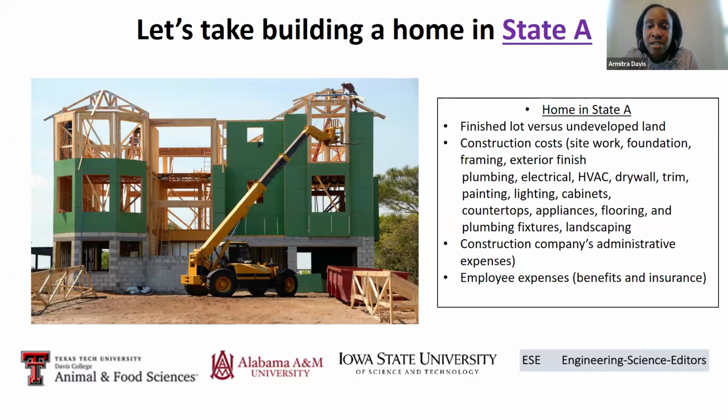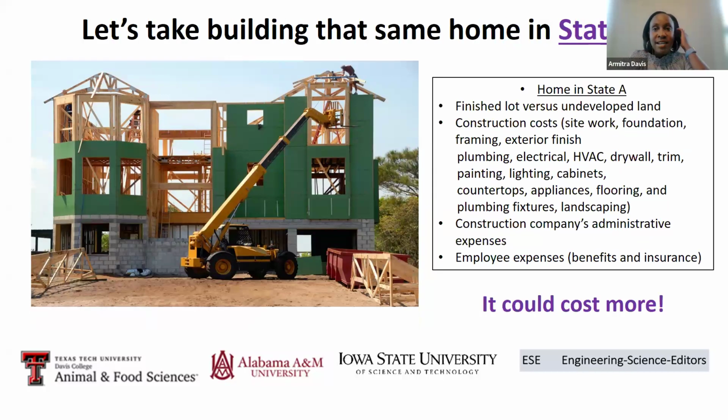And then you also must consider employee expenses. So the individuals who will be working on building the home. For example, if you hire 5 employees versus 10 employees, what does it look like in terms of benefits and insurance? Those are all different aspects that we must consider when we are building a home in state A, which would be, for example, in Alabama. Now let's look at building that same exact home in another state, for example, in Florida or in California. You can take that same floor plan, right? And depending on what state you build it in, you're considering those same different aspects that are listed there.